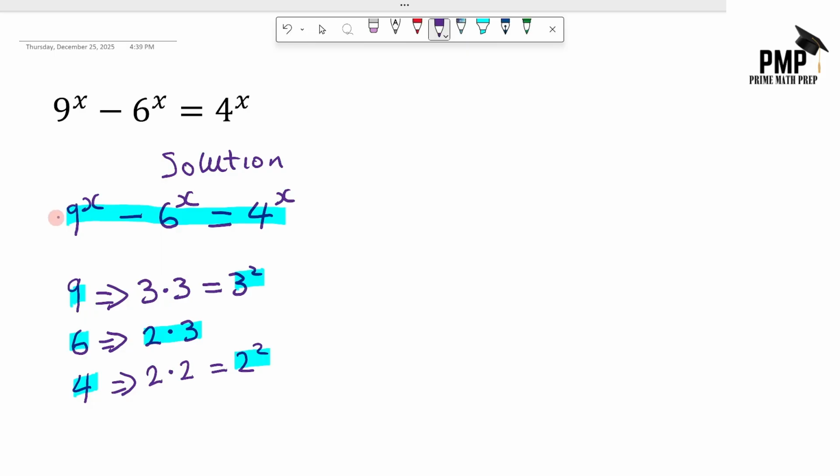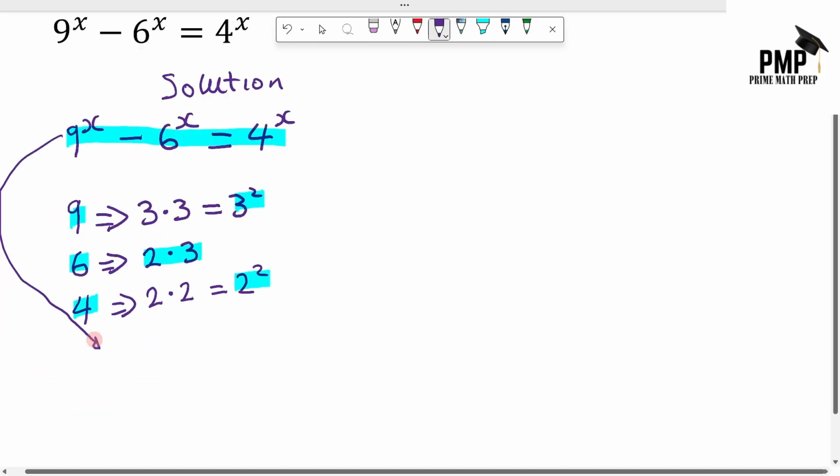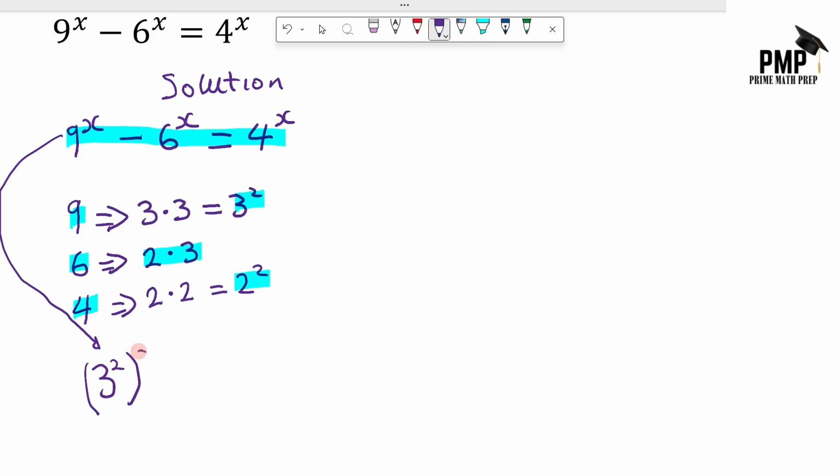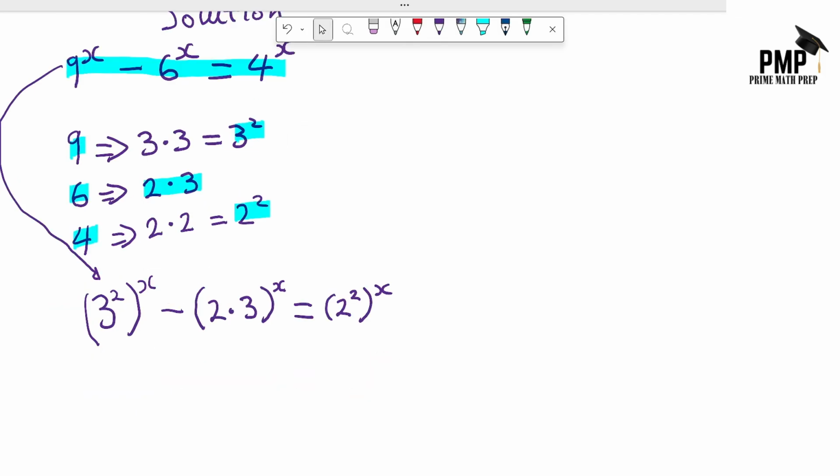If we write this equation, 9 can be written as 3 squared, all to the power of x, minus 6 can be written as 2 times 3, all to the power of x, equal to 4, which can be written as 2 squared, all to the power of x. We've not really solved anything. We rearrange this equation in a way that it will be easier for us to solve.